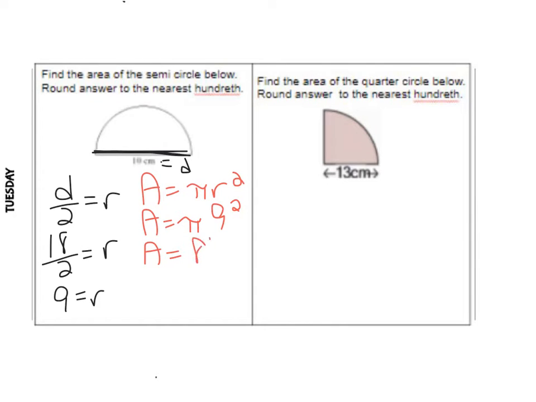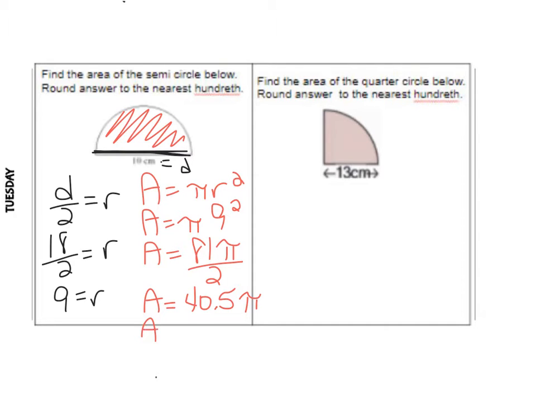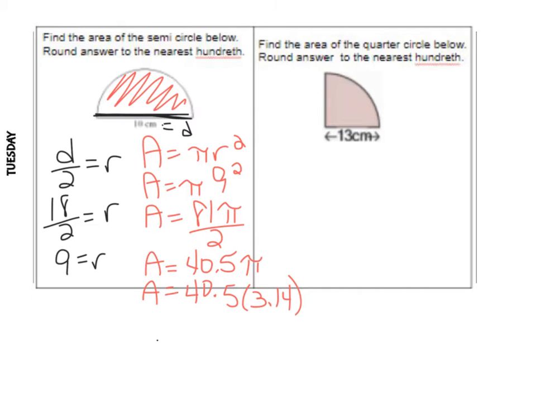81. 81 pi. Okay, so now because it is only half of the circle, I can divide this by 2. So A will equal 40.5 pi. Now this would be your answer in terms of pi. But we don't want it in terms of pi, so we need to continue multiplying. 40.5 times 3.14. So let's go ahead and multiply that.